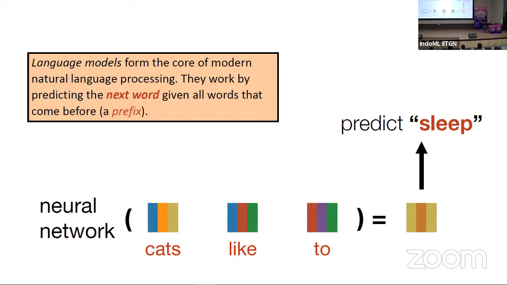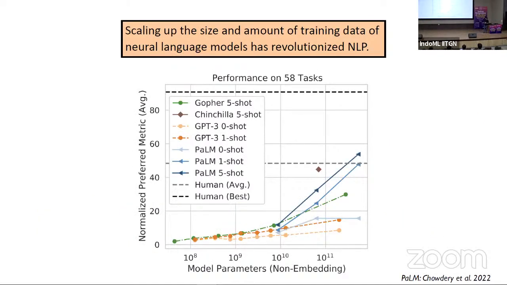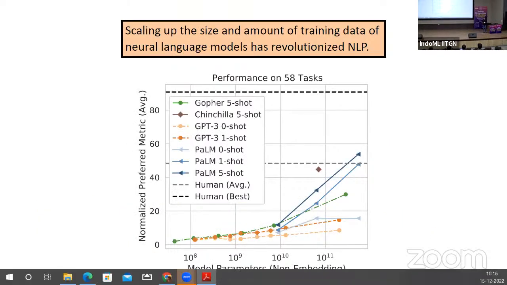So language models are essentially trained to predict the next word given some prefix as input. So here, given "cats like to," the model computes a representation of this prefix and uses it to predict the next word, "sleep." So it's a very, very simple training objective. But if you scale up this neural network over here to have hundreds of billions of parameters and train it on a huge amount of data, the models tend to exhibit some very impressive capabilities.